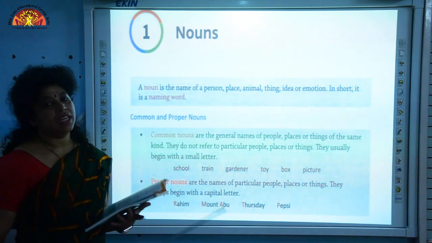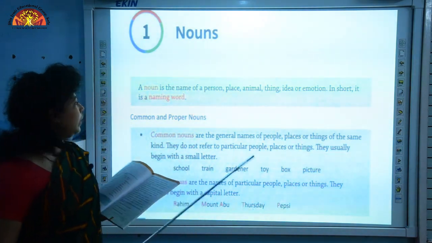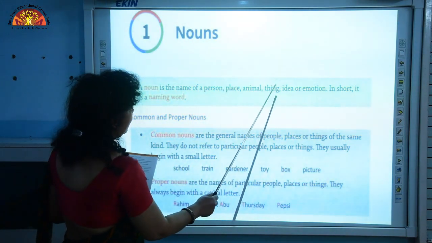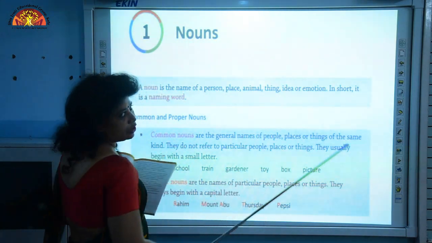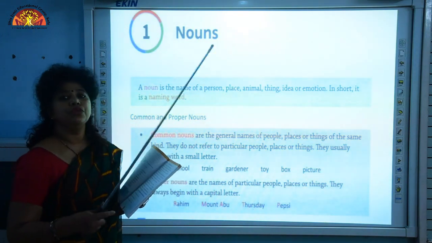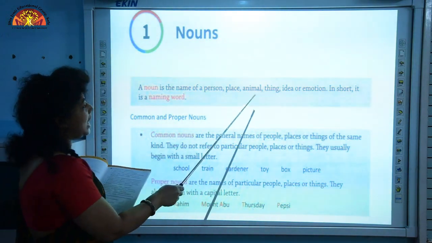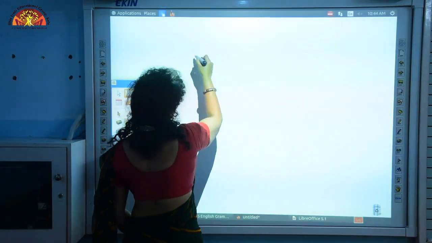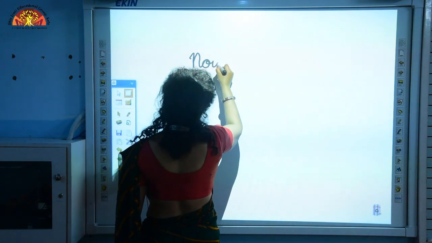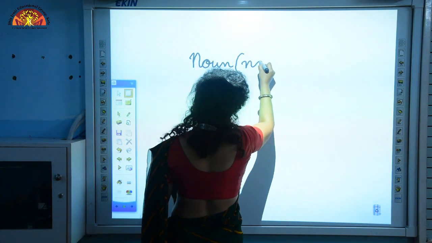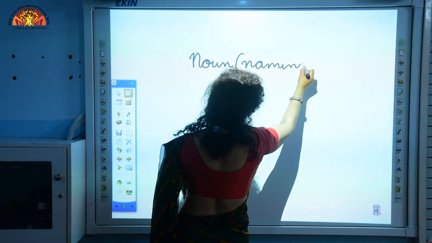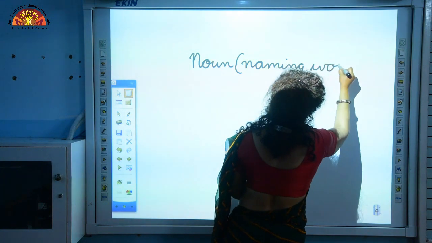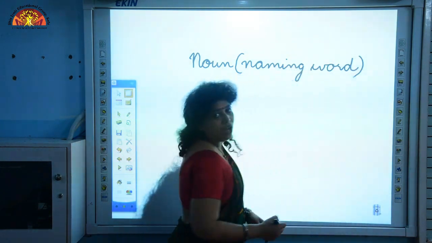What is a noun? A noun is nothing but a naming word. It is the name of a person, place, animal, thing, idea or emotion. Whatever word you use to name a person, place, animal, thing, idea or emotion, we call it a noun. A noun is actually a naming word.